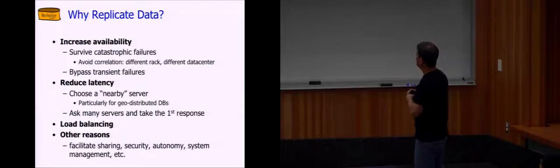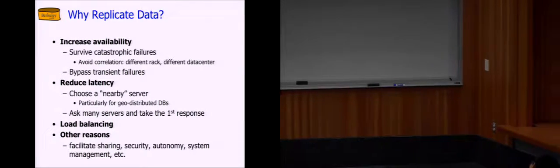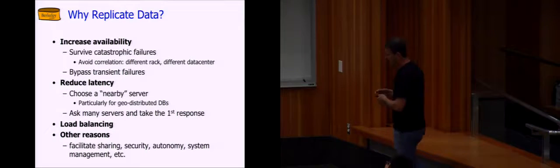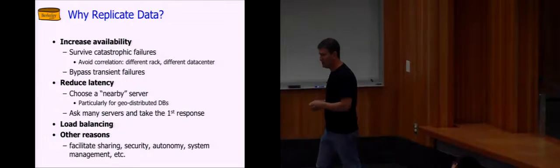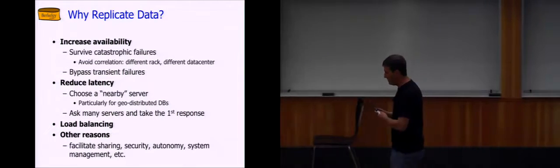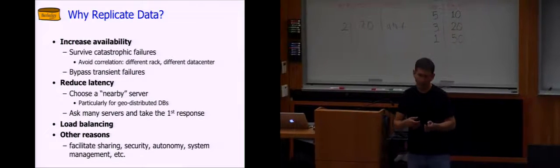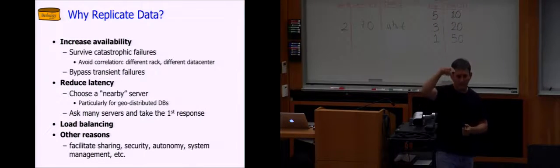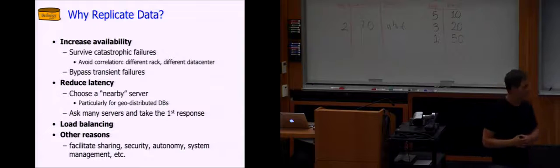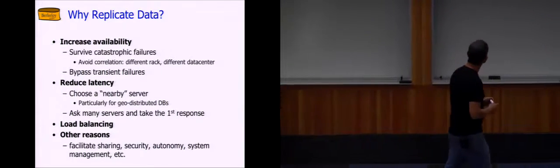The other reason to replicate data is to reduce latency so that a request can be routed to a nearby server. This is particularly important in geo-distributed databases. I don't know if any of you have taken vacations in faraway countries with limited internet access, but you really don't want to be round-tripping from Australia or South Africa, let's say, to the United States. Which is why Google has points of presence in all of these continents. So for geo-distributed data, you want to choose a nearby server.